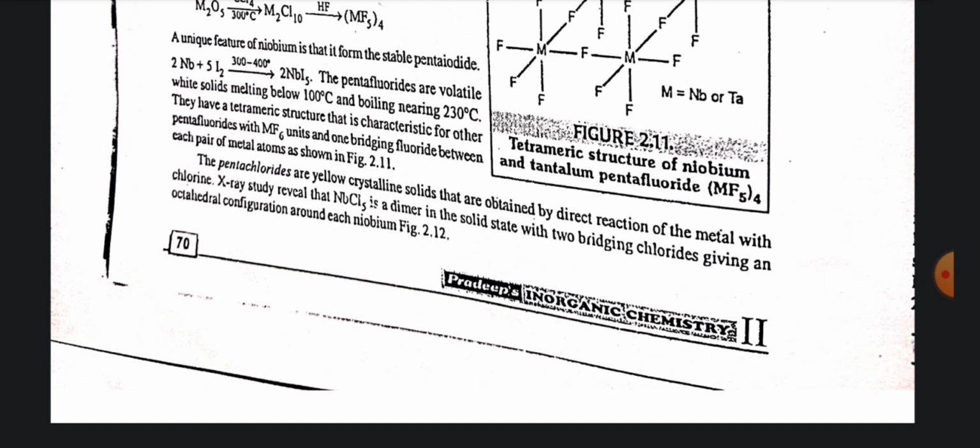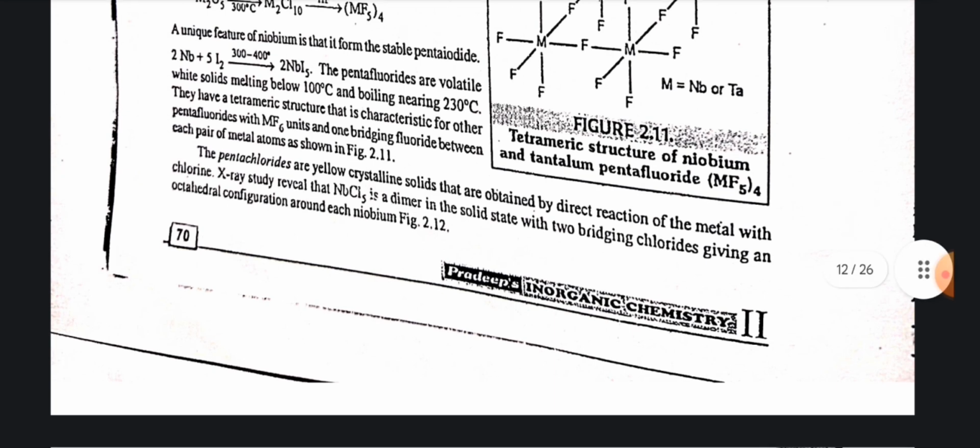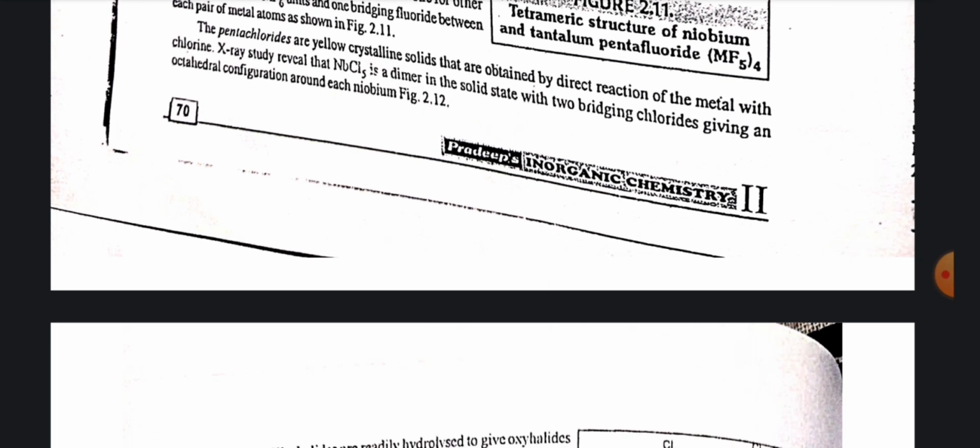pentaiodide. The pentafluorides are volatile white solids melting below 100 degrees Celsius and boiling near 230 degrees Celsius. They have a tetrameric structure that is characteristic for other pentafluorides, with bridging fluoride between each pair of metal atoms, as shown below. The pentachlorides are yellow crystalline solids that are obtained by direct reaction of the metal with chlorine.